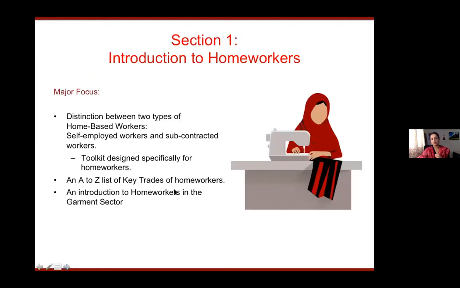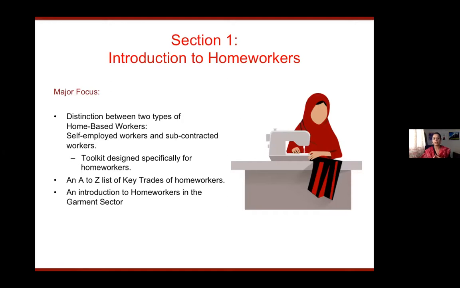Now I'd like to go into a little more detail about the content in each of these chapters. The first chapter, the introduction to home workers, talks about the distinction between the two categories of home-based workers. The first, the self-employed or own account home-based workers, and the second, the subcontracted home workers, or piece rate workers, or the home workers as we know them. And just at the outset, I'd like to say that this toolkit is designed specifically for home workers in garment supply chains.